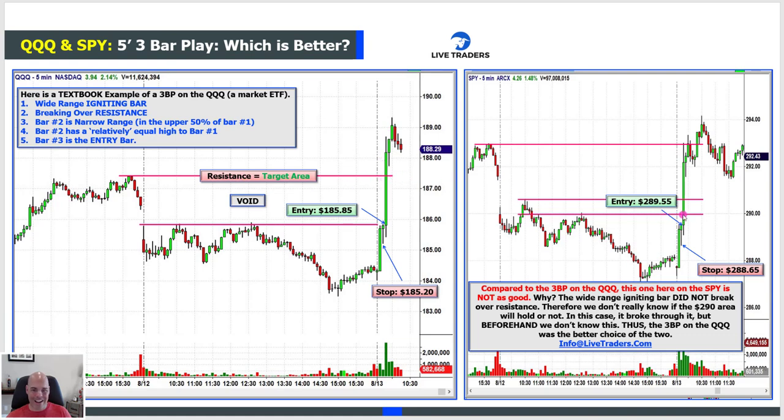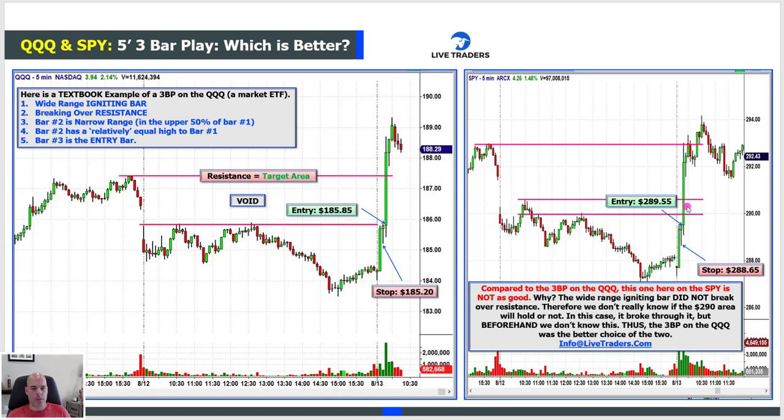Now, why would I not have taken the SPY? Because the resistance point's at 290, and the other one's at 290.50. Sorry, I misspoke for a second, but that's right. Why would you take a three bar play right at resistance? You're not above resistance. You're right into resistance.